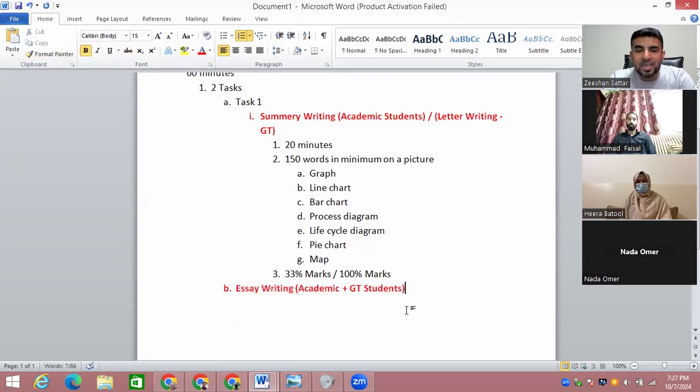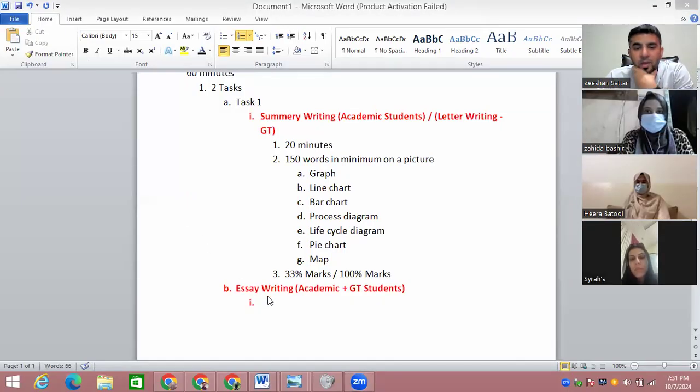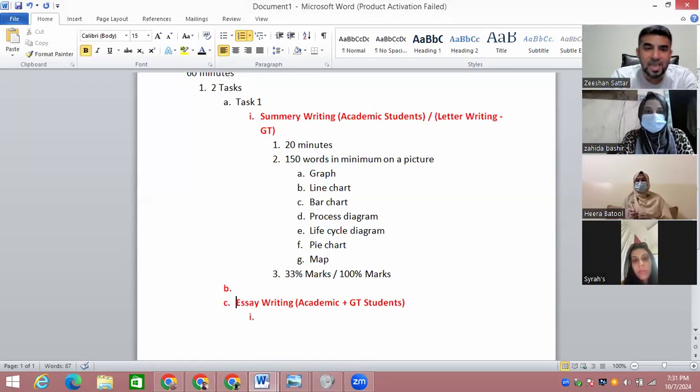So the second task the students have to perform in the exam is essay writing. So now, what is essay writing? Essay writing is known as task number 2. So now, the second task is known as essay writing. We will name this essay writing as task number 2. This task number 2 in the IELTS writing exam will be known as essay writing.